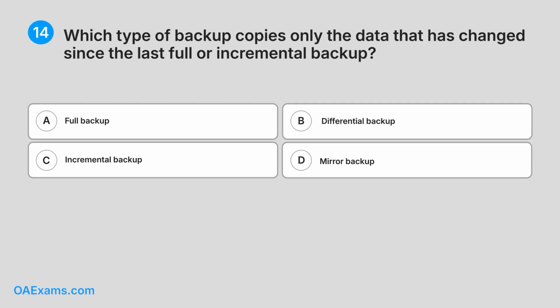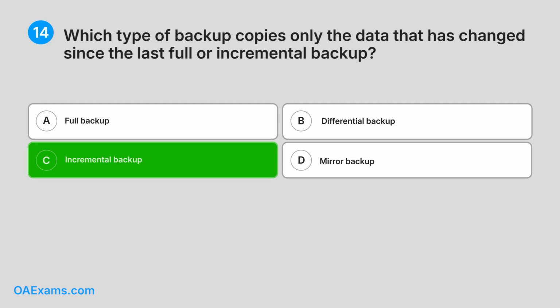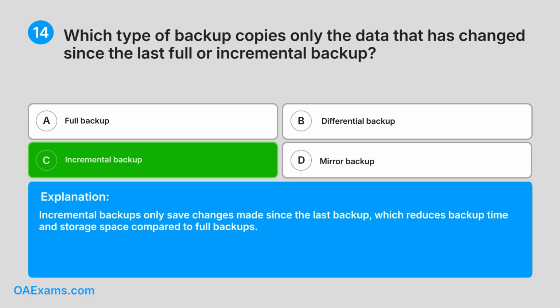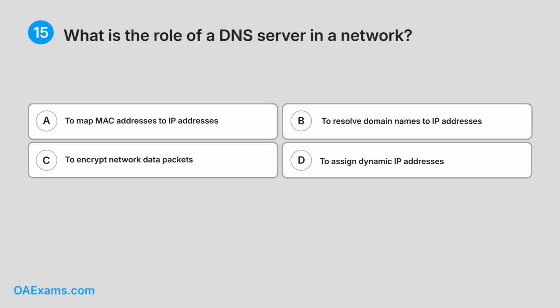Correct answer. C. Incremental backup. Explanation. Incremental backups only save changes made since the last backup, which reduces backup time and storage space compared to full backups. 15. What is the role of a DNS server in a network?